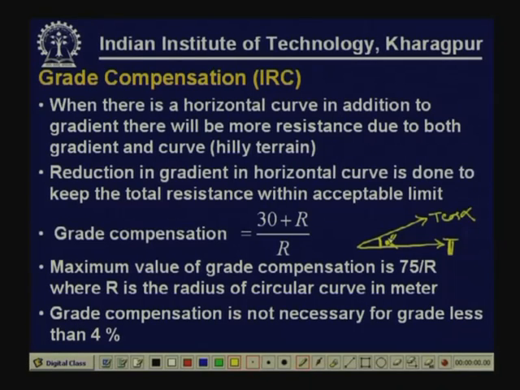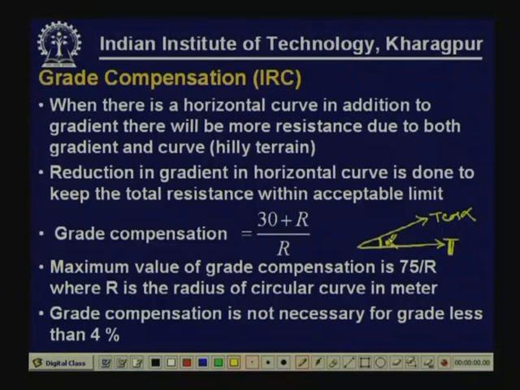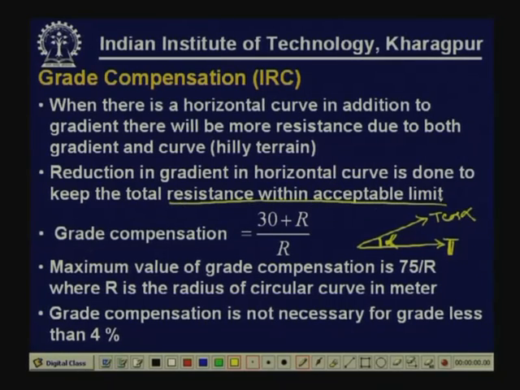That means, compensate in terms of grade, that is, provide a lesser grade than what is normally used when there is no horizontal curve. If a horizontal curve is encountered, compensate in terms of the gradient, so that the overall operation remains acceptable. So, it is reduction in gradient in horizontal curve to keep the total resistance within acceptable limit.